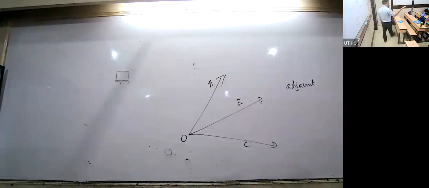Linear pair angles: two adjacent angles whose sum is equal to 180, meaning the non-common arms form a straight line. Do I need to explain more? Is all clear now? Why am I telling this in geometry? Whenever these things come, I will not explain again. Understood?